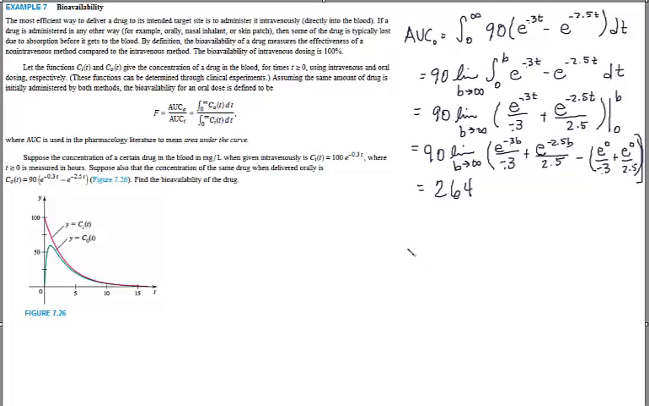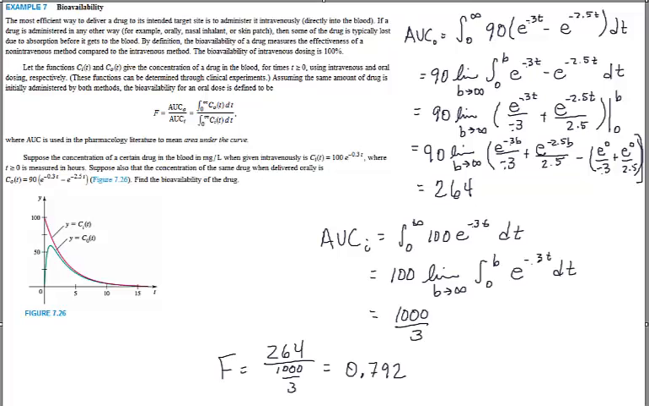Now we'll compute the AUC initial, and then we will just take their ratio. Alright, we get our ratio equal to 0.792, which just means that the oral administration of the drug is about 80% as effective as the IV dosing. And that concludes 7.8.